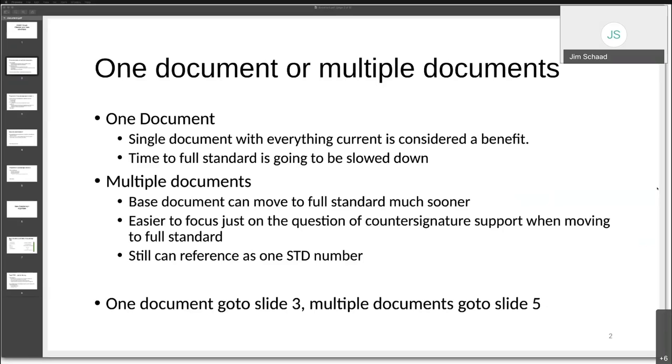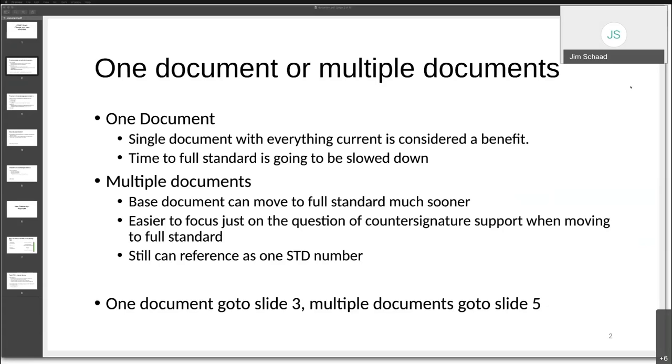An argument for doing one document is that having a single document means you find everything. But the time to get to full standard is going to be potentially substantially slower. I don't know what we consider to be a little bit slower. I mean, in some respects, 18 months in the IETF is not very long, which is what I'm guessing is the sort of time delay we're looking at to get to full standard.